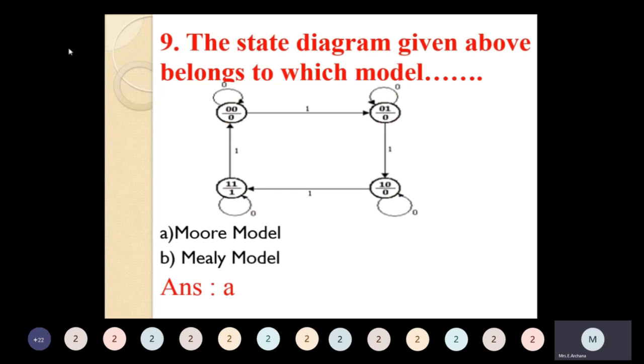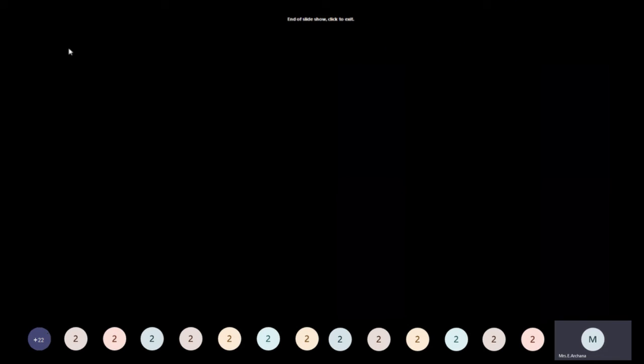But in case of Mealy model, we will get a transition. In transition we will get a label, input by output value, that is two binary values separated by a slash. That represents the Mealy model. But in the case of the Moore model, we will get the output inside the state, that is represented inside the circle. So the correct option will be Moore model.